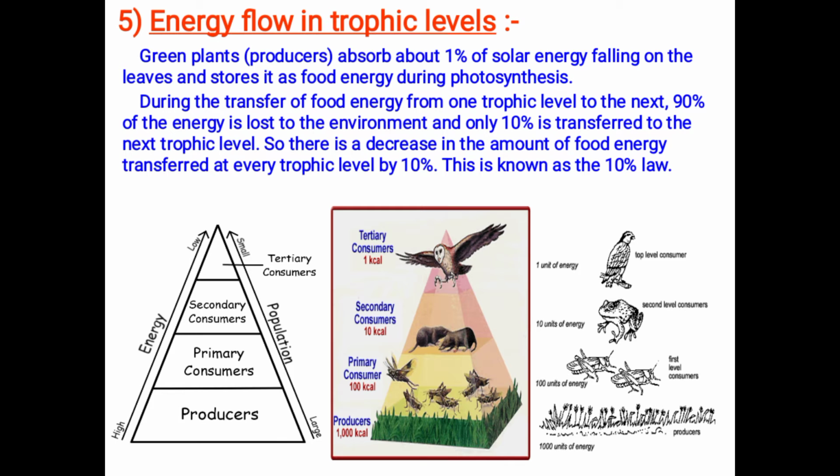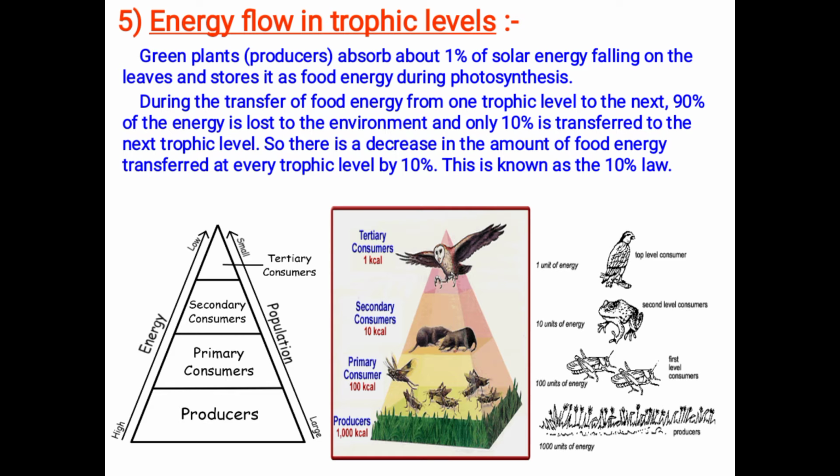So let us see what happens during energy flow, when the energy is transferring from one stage to another. Suppose, see here, the producer is there, right? The producer energy is 1000 kilocalorie. This is grass, which has an energy of 1000 kilocalorie. When the producers are eaten by the primary consumer, the grasshoppers, the grasshopper will get the energy of 100 calorie.